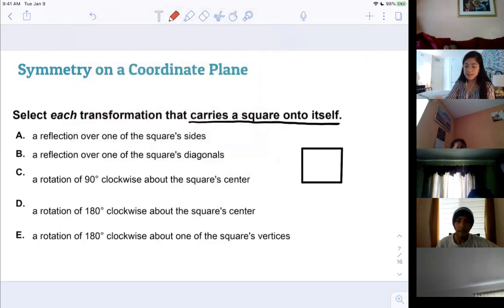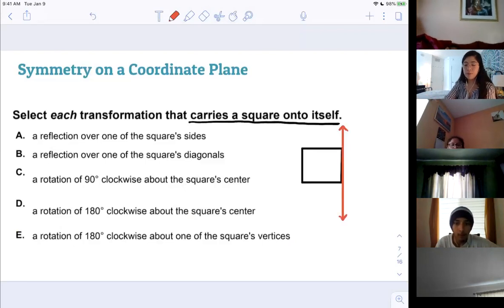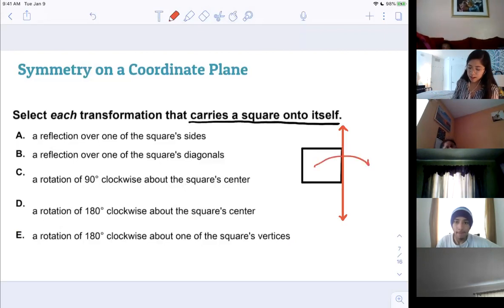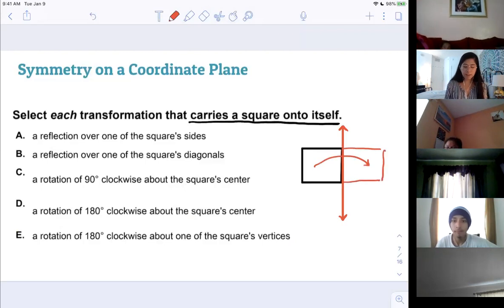So what that's saying is if I have a square, I drew one, so you could also draw this down on your piece of paper, but if I have a square and I make this side of it the reflection line, so if you reflect it over its side, where will it end up? Will it be on itself or somewhere else? Somewhere else, right? So if I reflect this over the line, it would end up on the other side of the line. So does A carry the square onto itself? Good, no.